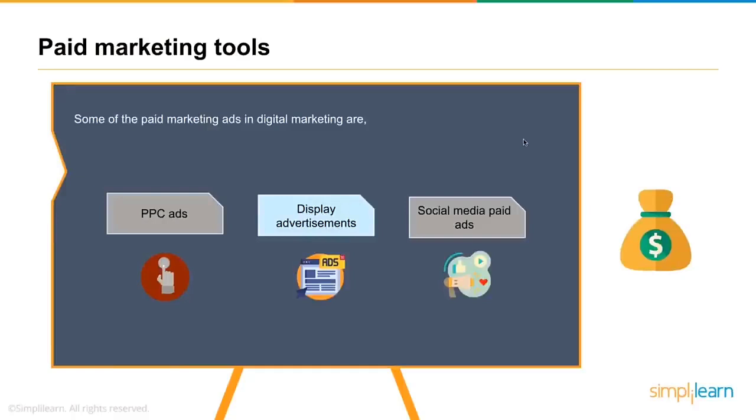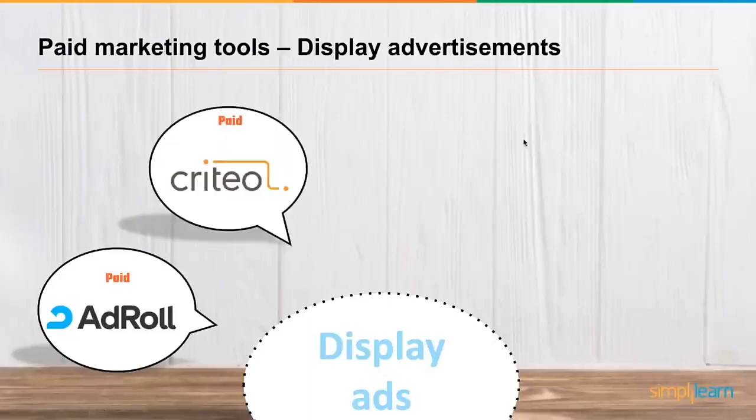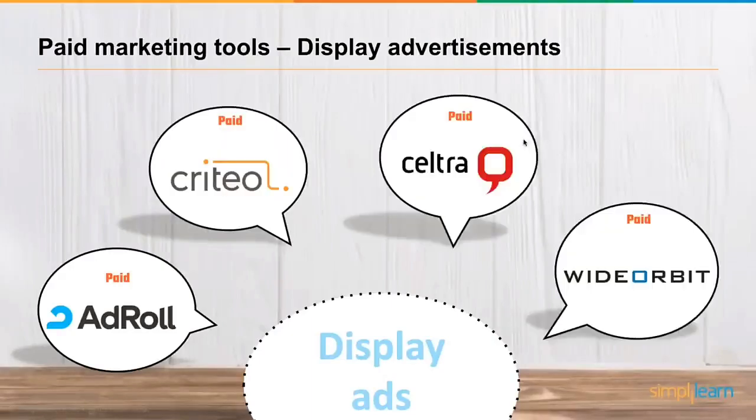Then you have display advertisements. You're across a different network, and there are different types of networks out there. For example, AdRoll. You have Criteo. Celtra is another paid tool you can use, and WideOrbit. So these are some of the paid marketing tools you can leverage.